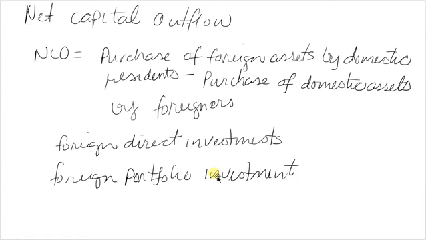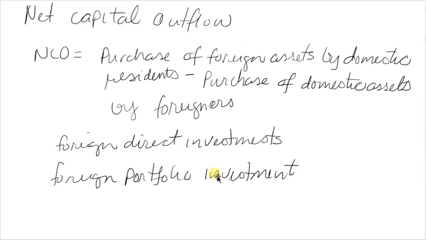The way we look at this balance of asset purchases is through what's called the net capital outflow, or NCO. So NCO is equal to the purchase of foreign assets by domestic residents minus the purchase of domestic assets by foreigners. In other words, it is the difference between what domestic residents invest in foreign assets and what foreigners invest in domestic assets.